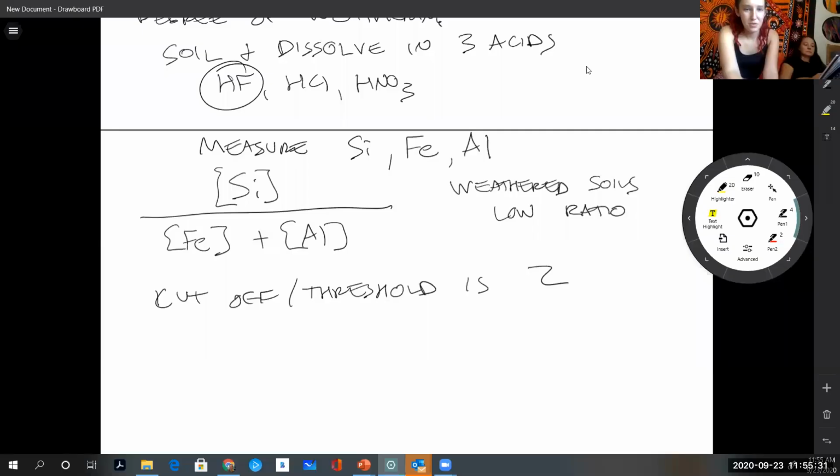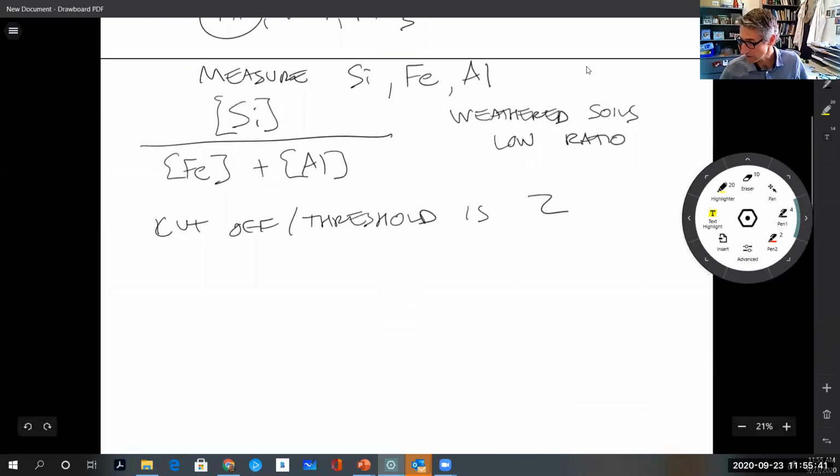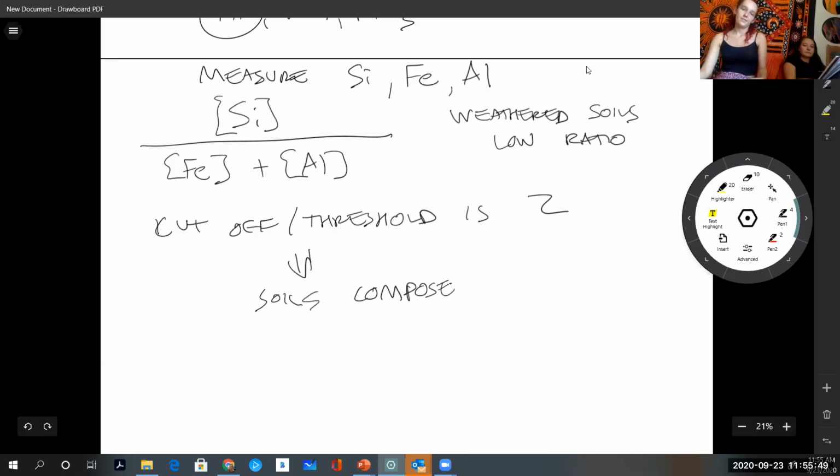That's a hard one. Because you have twice as much silicon? Yeah, you've got twice as much. And what type of soils are going to have twice as much silicon as iron and aluminum? Those are soils that are going to be composed of 2-to-1 phyllosilicates.